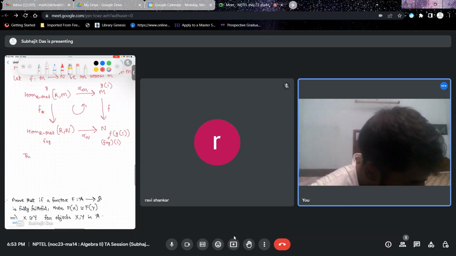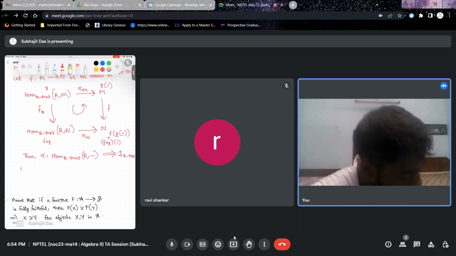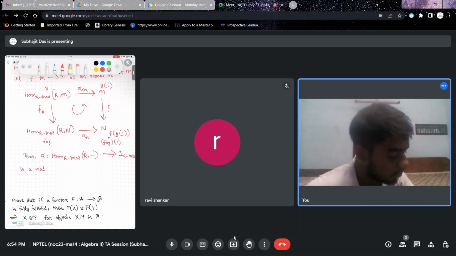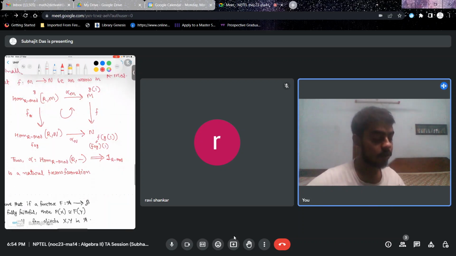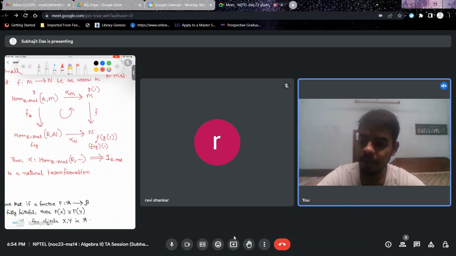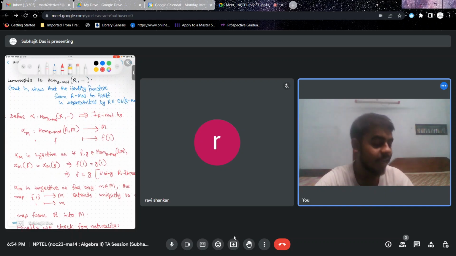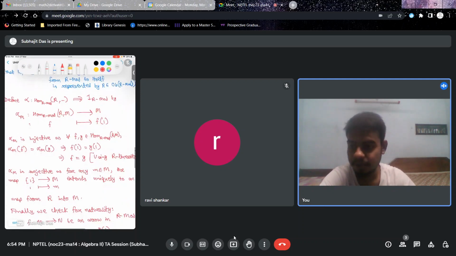So thus alpha mapping Hom R mod r comma m into 1 R mod, that is the identity functor on the category R mod, is a natural transformation. We have checked for naturality. Alpha assigns to each object of your first category a morphism in your second category. Alpha is a natural transformation. And we also have checked at the beginning that each component of the natural transformation alpha is an isomorphism. That is, each alpha m, as m varies over all the objects of your category, is an isomorphism. This is what we have checked at the beginning.